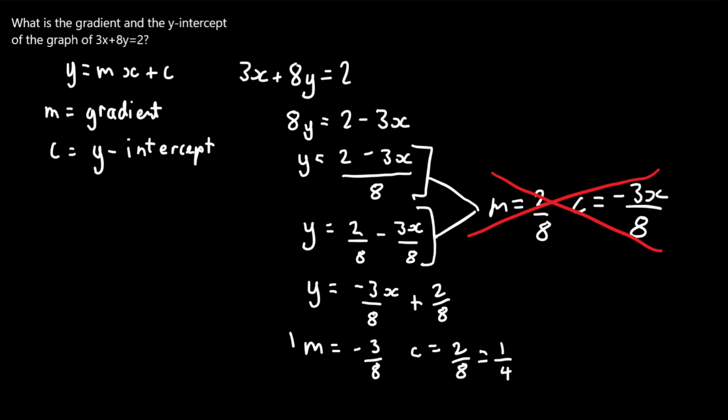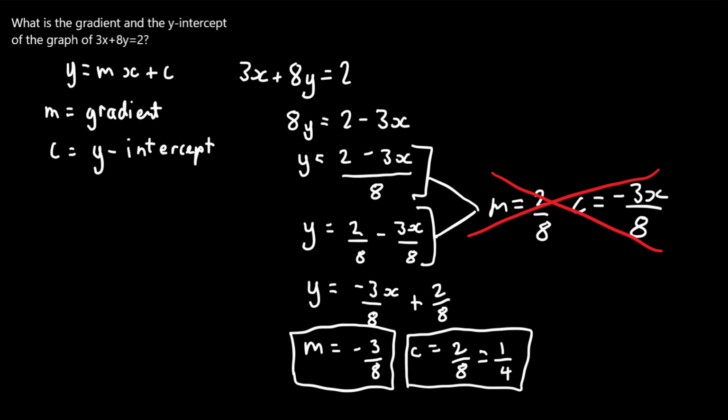So our answers are just down here. Our gradient is negative 3 over 8, and our y-intercept is 2/8, which can be simplified to 1/4.